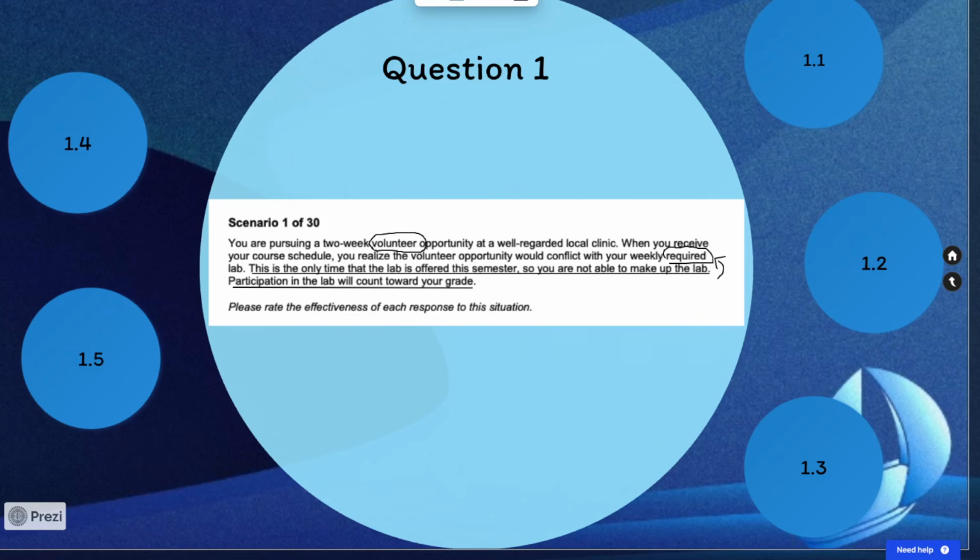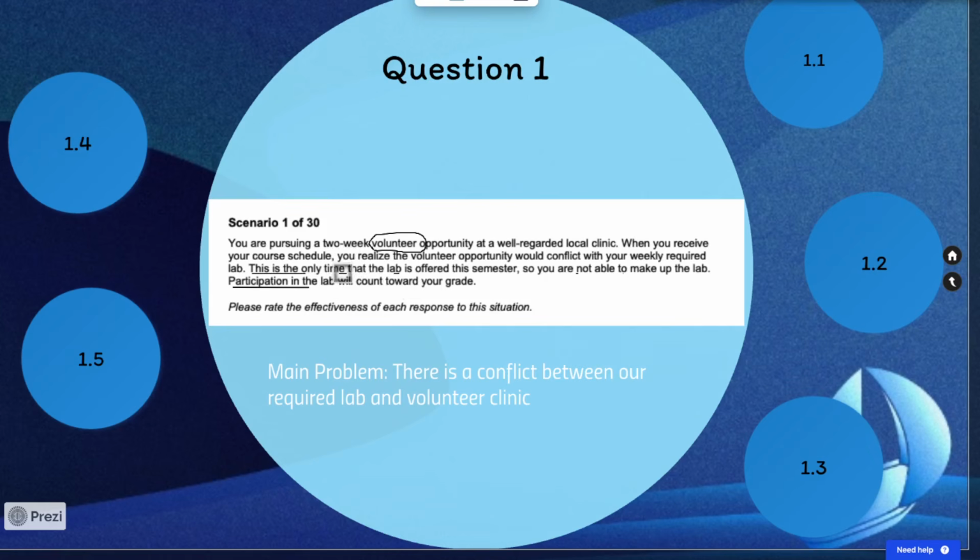Okay, so we did that. Step 2, summarize the central idea, the central problem here. The central problem here, in my estimation, is that there's a conflict between our required lab and our volunteer clinic. Pretty straightforward. And we don't really know what to do about it. So let's move this out of the way. That's the central problem that we've been tasked with in this scenario.